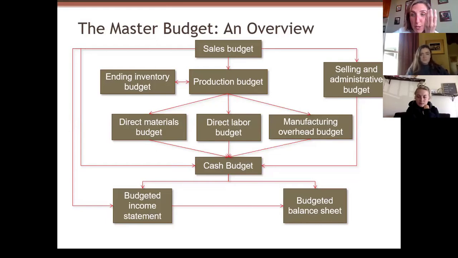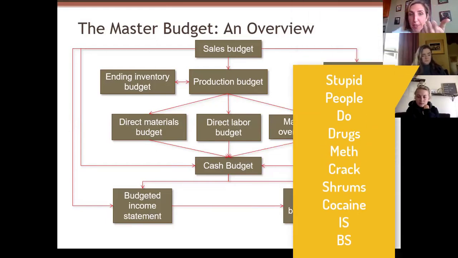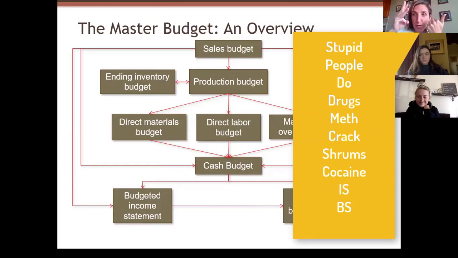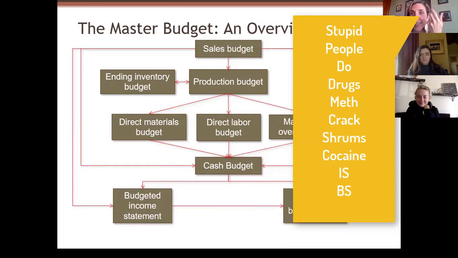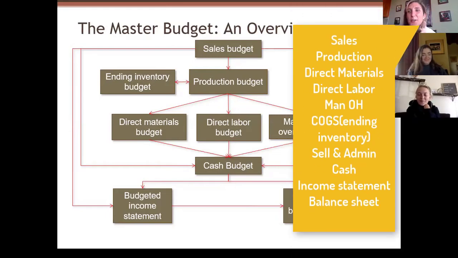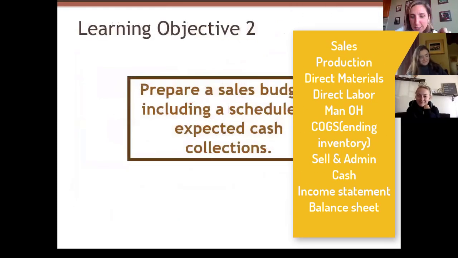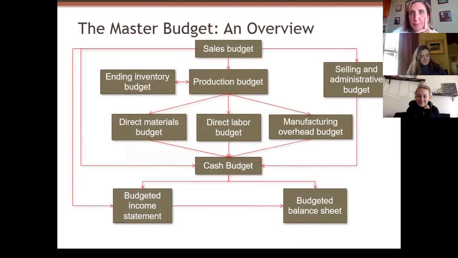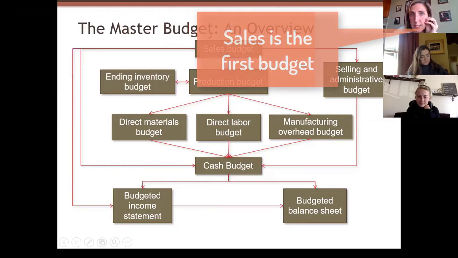So here's what they came up with. They said, stupid people do drugs, meth, crack, shrooms, cocaine is BS. I know, you guys are excited to memorize that, aren't you? Really, you don't have to memorize it, because that's the last slide we're going to stop at. But it really says the money coming in, stupid for S, sales, has to be the first thing that I look at. Do I have enough money coming in? Have I set my sales goals realistically?